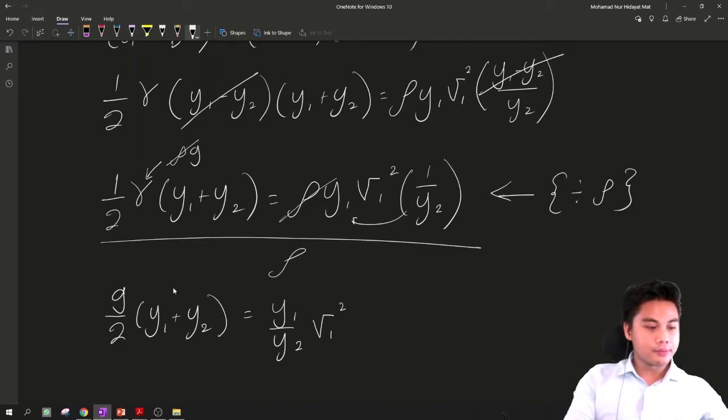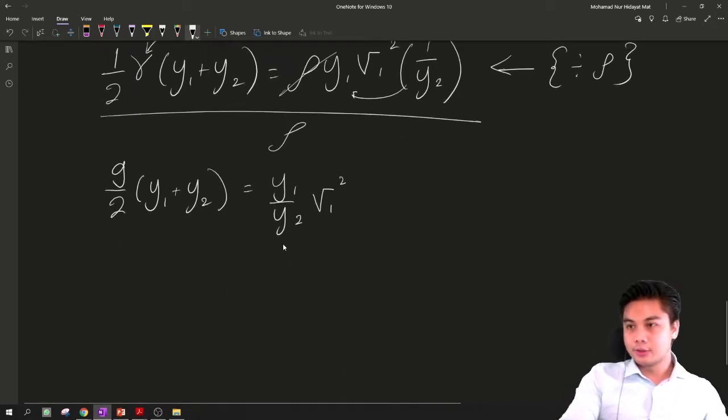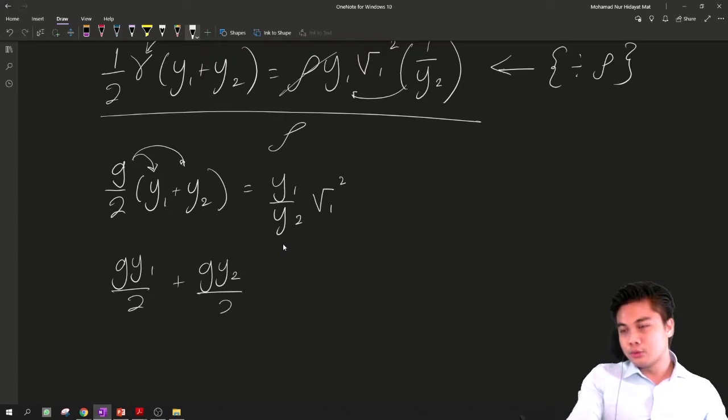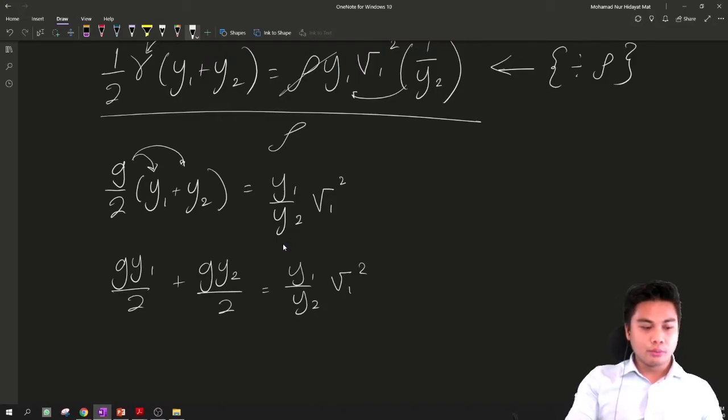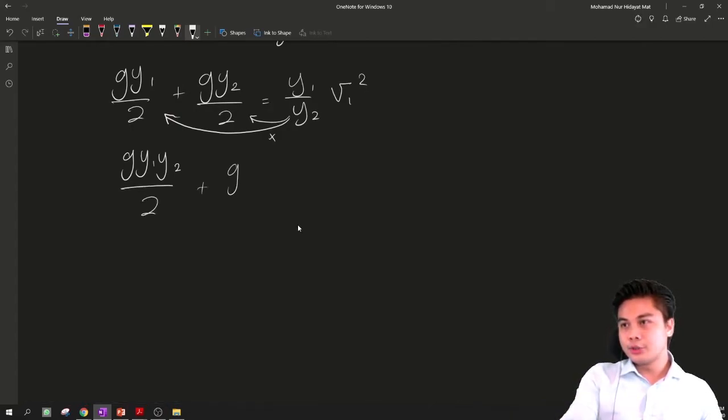So from here, rearrange, right? From here, you need to expand further to multiply inside. So gy1 over 2 plus gy2 over 2 equal to y1 over y2 v1 squared. So you try to move y2 to the other side, multiply, so gy1 y2 over 2 plus gy2 squared over 2 equal to y1 v1 squared.